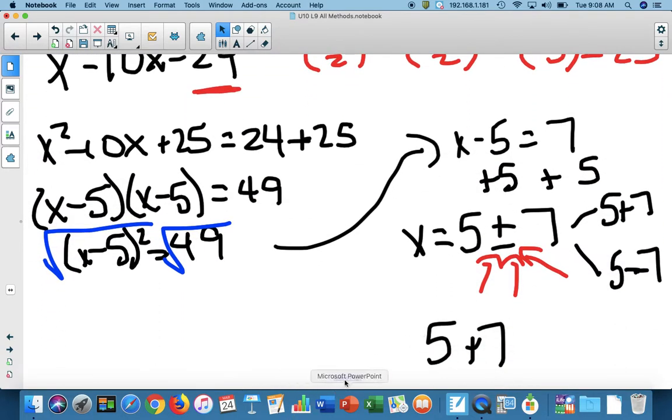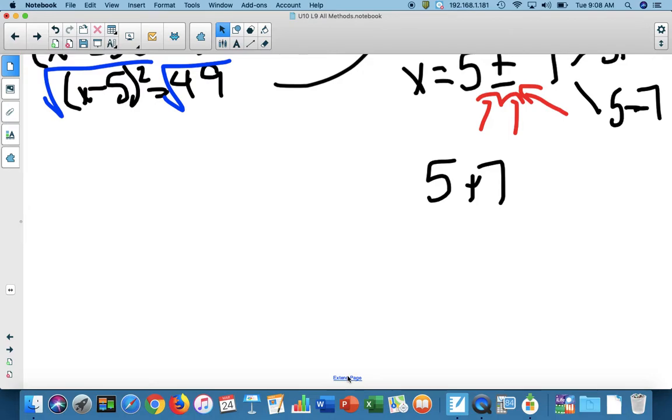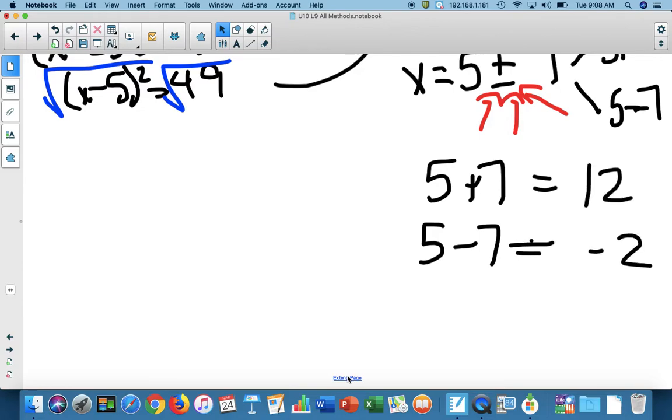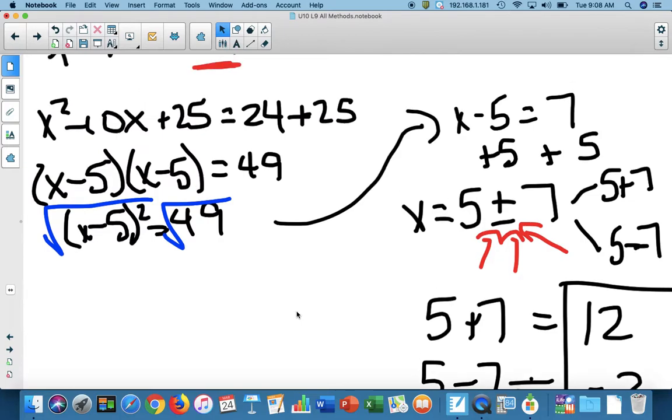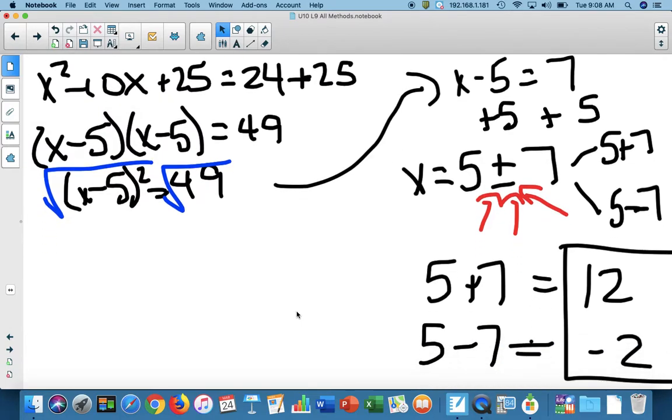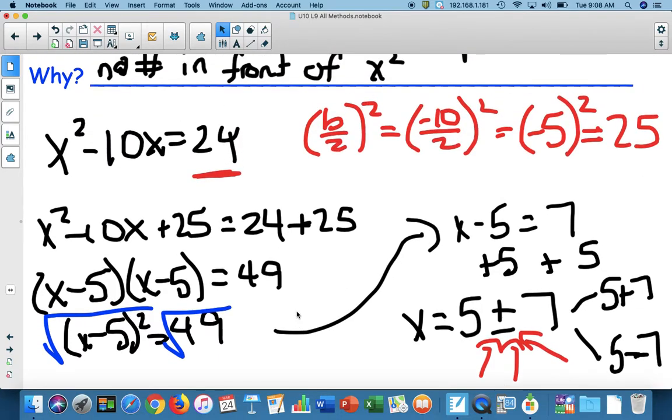We have 5 plus 7, and we have 5 minus 7. 5 plus 7 is 12. 5 minus 7 is negative 2. And those would be your two answers. All right? So that's if you did the complete the square method. And it's already set up for you because they have the 24 all by itself.